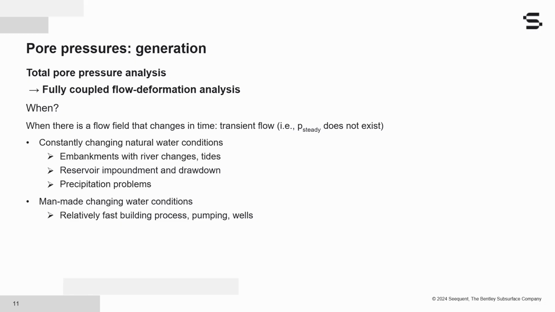Now, is a fully coupled flow deformation analysis relevant to construction dewatering? It is, especially in cases where you have, let's say, a relatively fast building process in a partially drained excavation, and you maybe use wells to pump out the water and keep the excavation dry. And of course, these situations can also be simulated using transient groundwater flow to make sure that we take this whole transition properly into account.